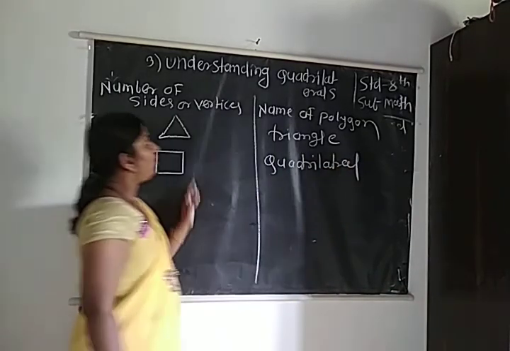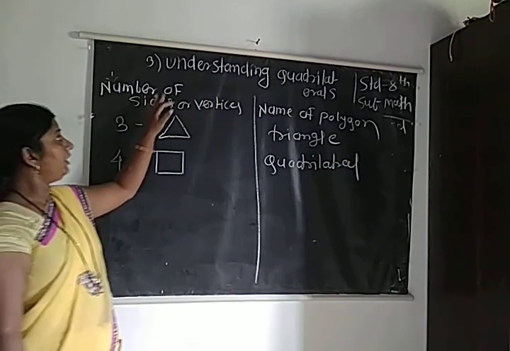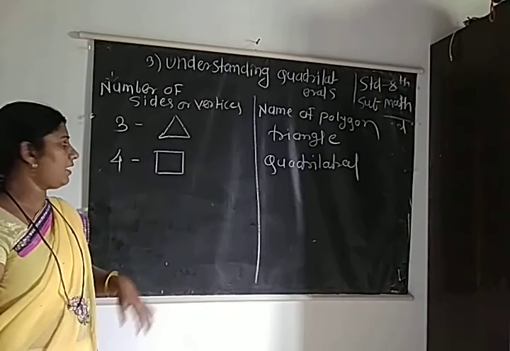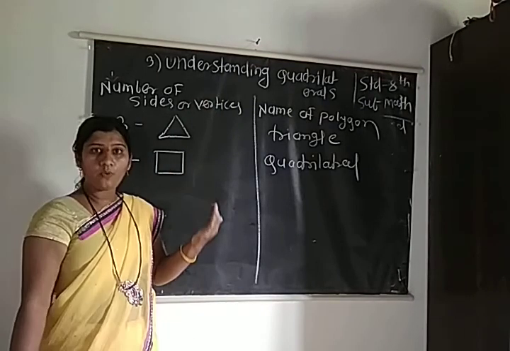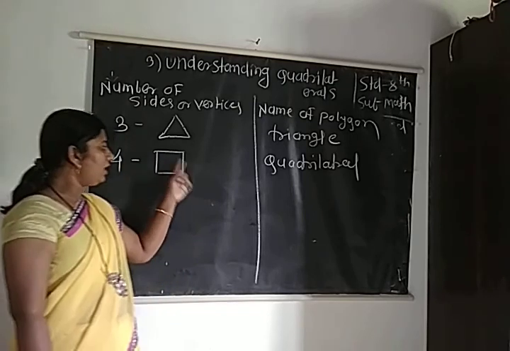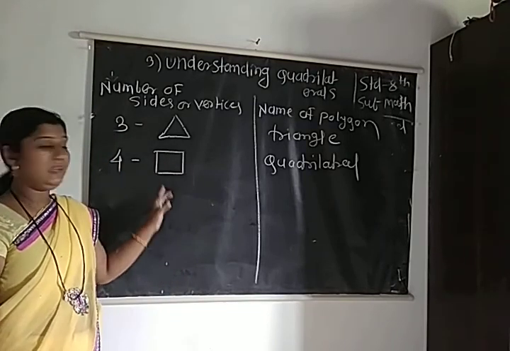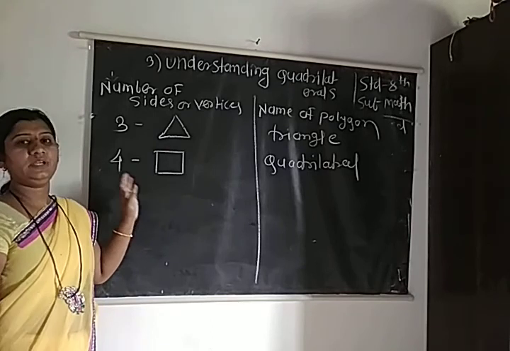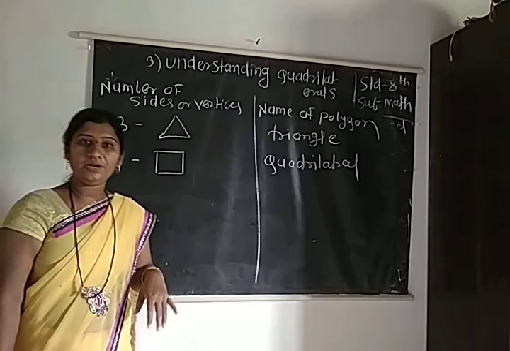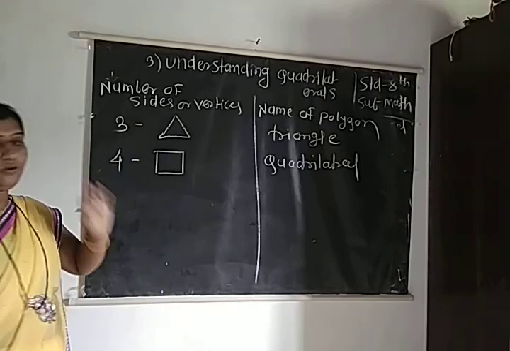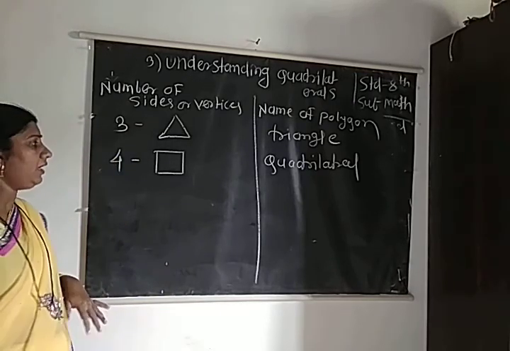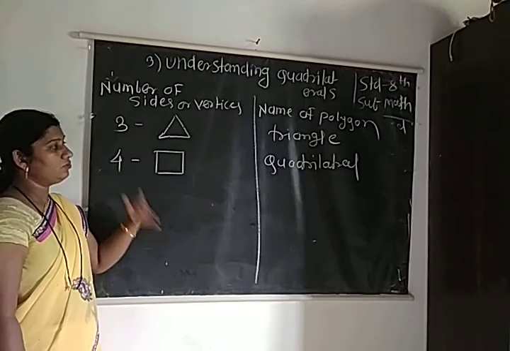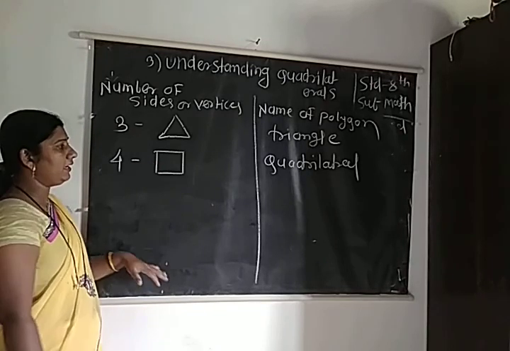So what is meant by quadrilateral? The topic name is understanding quadrilateral. Quadrilateral means what? A 4-sided polygon. It is a simple figure made up of line segments, and these 4 line segments make a closed figure called a quadrilateral. This is a closed figure made up of line segments. That's why this is called a quadrilateral polygon.